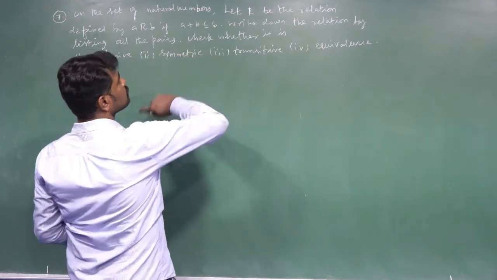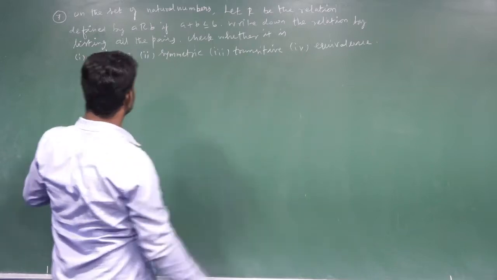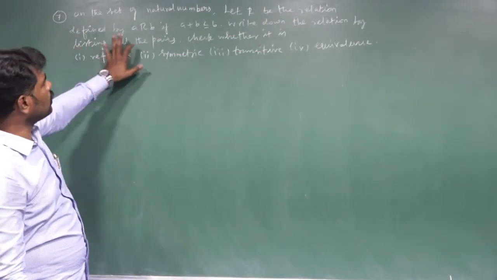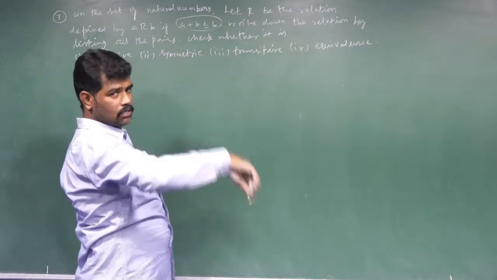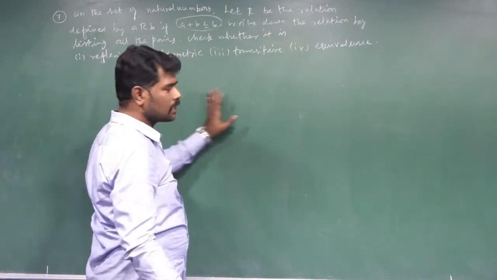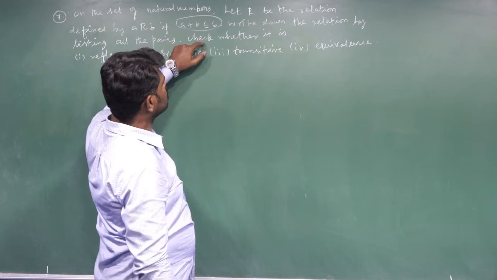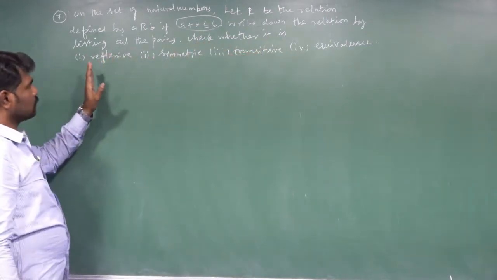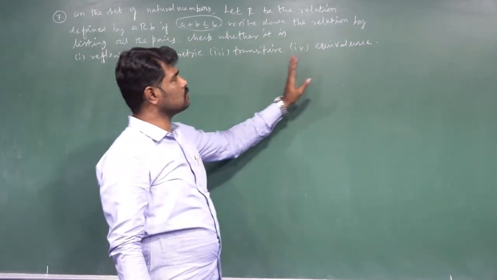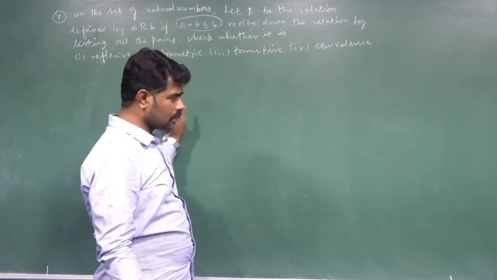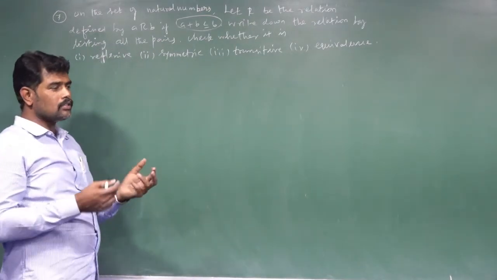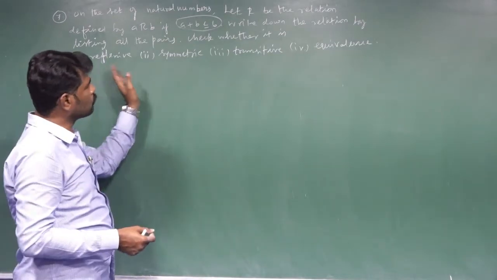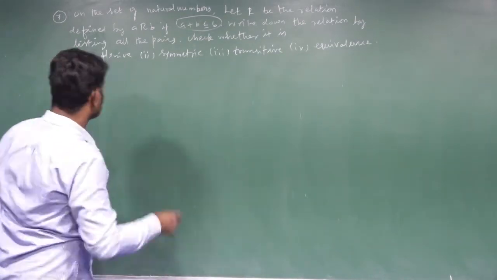Listen. Write down the relation by listing all the pairs. So what are the pairs that satisfy this condition from the natural number set? Those are all the pairs we should write now. Then check whether it is reflexive, symmetric, transitive, equivalence. After writing the relation, we want to verify whether the elements inside the relation satisfy the four properties or not.